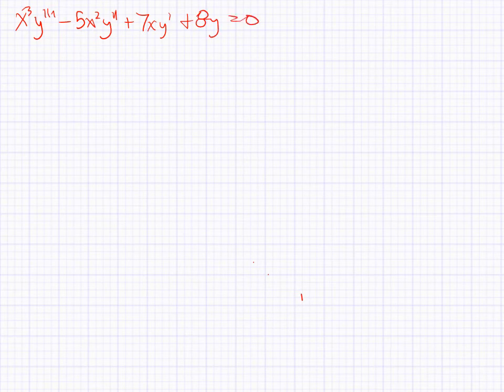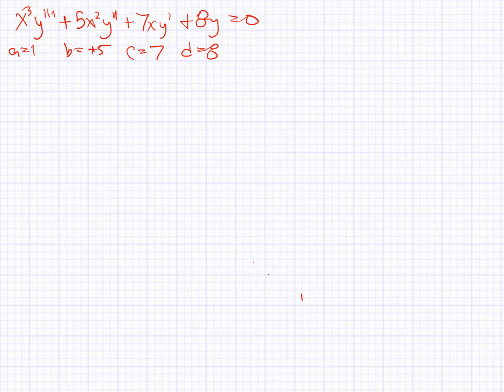All right. X cubed y triple prime minus 5x squared y double prime plus 7x y prime plus 8y equals 0. That's what we're trying to go after. In this case, a is 1, b is negative 5, c is 7, d is 8. I'm sorry, this is plus 5, so b is 5. All right.